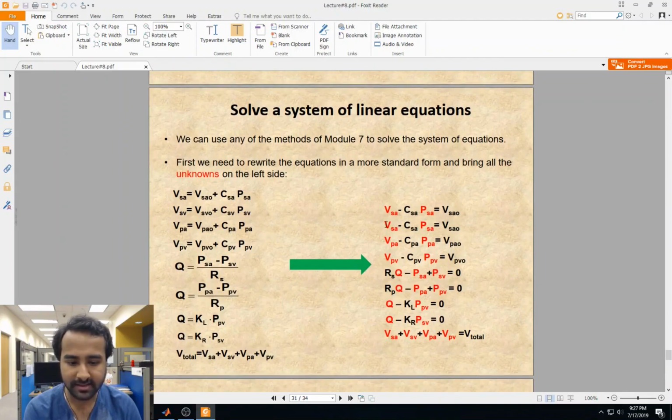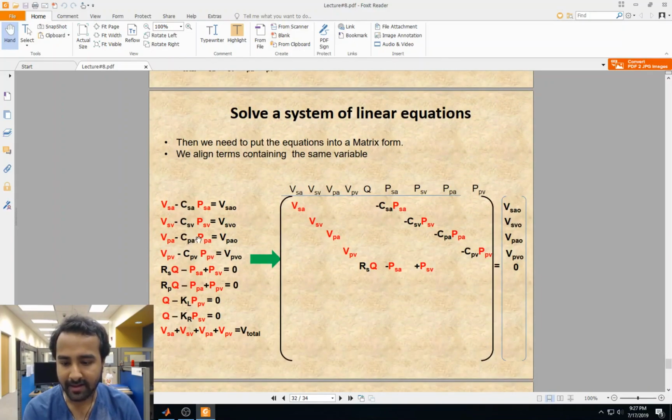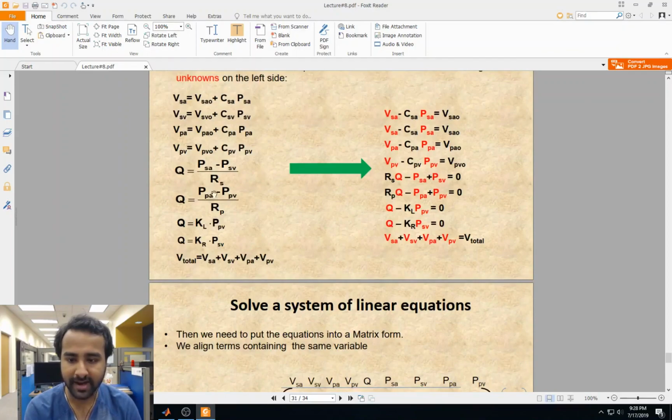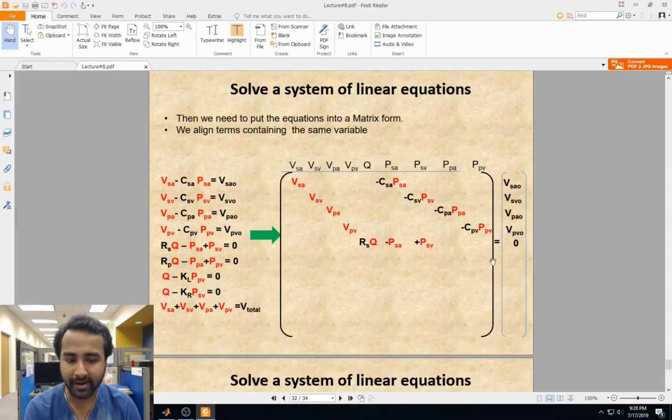So there's a slight error here. This should say VSV. So this should say VSVO, VPA, VPV, 000, and the total volume. And everything on the left side should just be constants times a variable of some kind. So now that we have left side as variables, right side as constants, we can actually go ahead and put it into a very nice large matrix. That's going to be, because we have 9 variables and 9 unknowns, a 9 by 9.